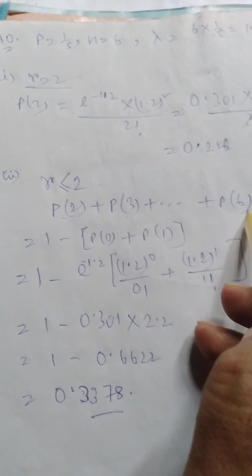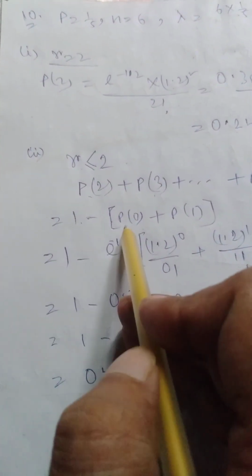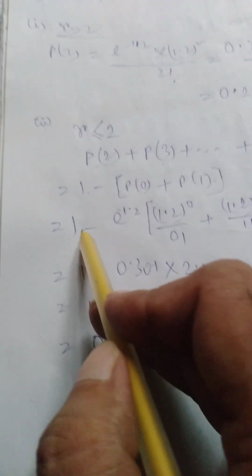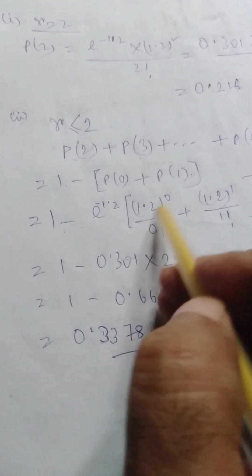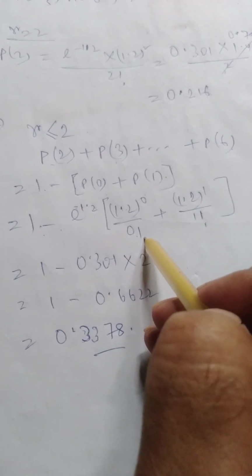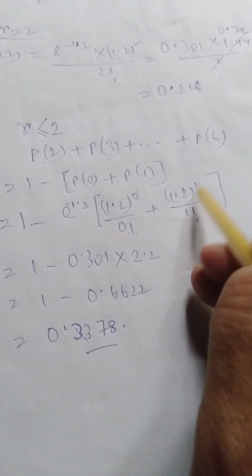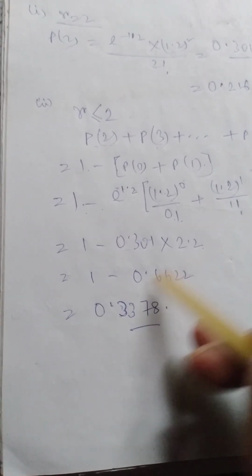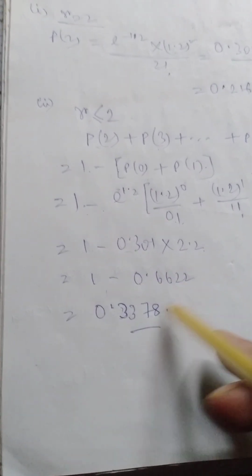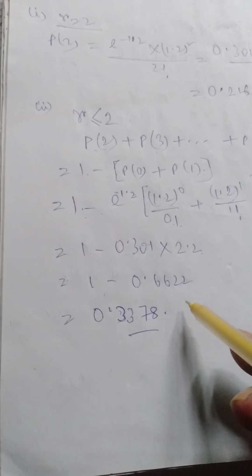since 6 bombs are dropped, a different approach is shown here: 1 minus P0 plus P1, which will make it 1 minus e to the power minus 1.2 into 1.2 raised 0 divided by 0 factorial plus 1.2 raised 1 divided by 1 factorial. So 1 minus 0.301 into 2.2, which will make it 1 minus 0.6622, 0.3378.